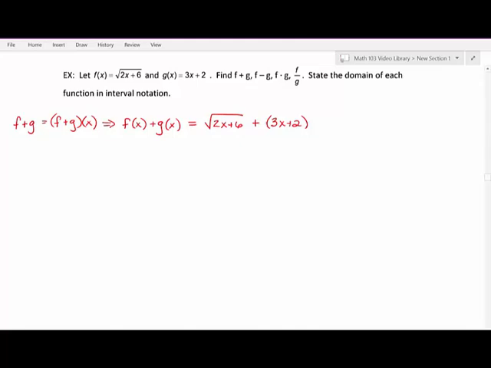We can drop the parentheses because there is an addition sign in front. That becomes the square root of 2x plus 6 plus 3x plus 2. Do we have any like terms to combine? No, we don't. So our sum function is the square root of 2x plus 6 plus 3x plus 2.